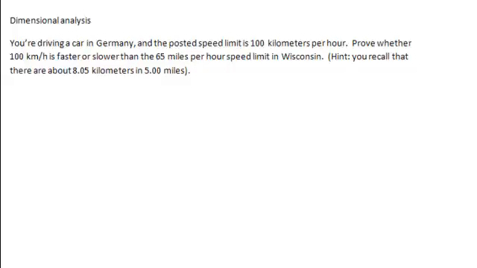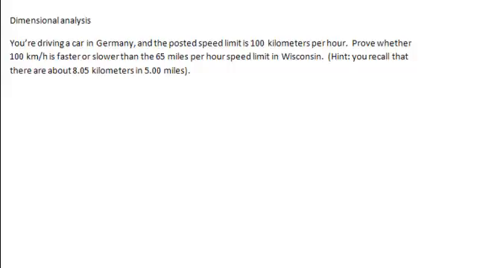Now let's explore a useful dimensional analysis problem that has two different ways to solve. Either way is equally successful. You find yourself driving a car in Germany and the posted speed limit is 100 kilometers per hour. You need to prove whether 100 kilometers per hour is faster or slower than the 65 miles per hour you're allowed to drive in Wisconsin.